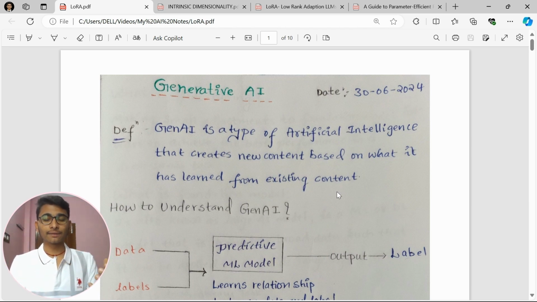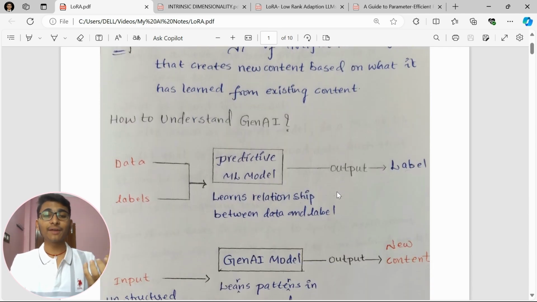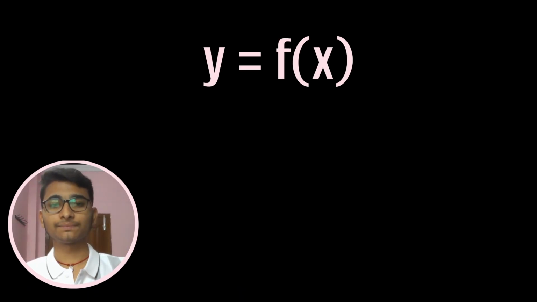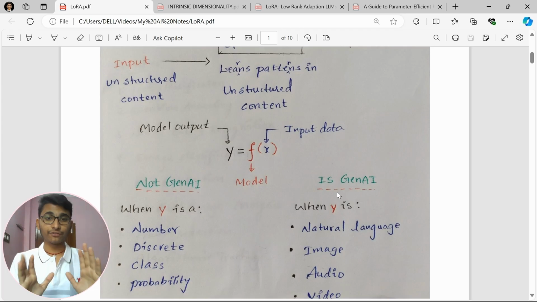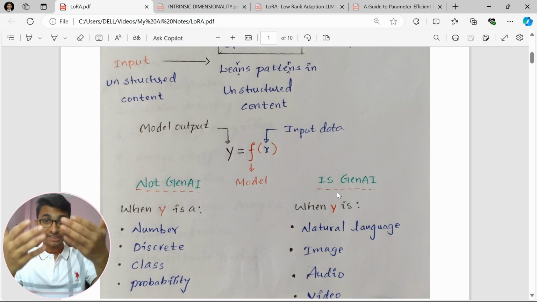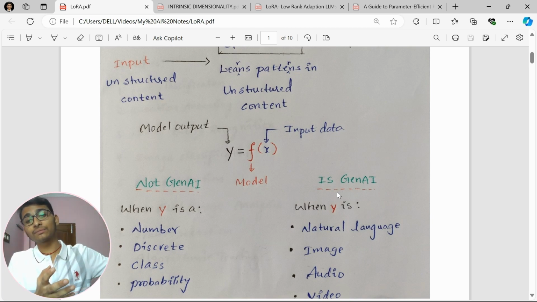Now let's understand how to differentiate between a predictive ML model and a Gen AI model. Let y equal f of x, where y is our model output, f is our model, and x is the input data. If the output of the model is in natural language, like when we ask ChatGPT something, it will respond in human English language. Now when you go to DALL-E and ask it to generate an image, it will generate an image based on the numerous images it has learned from the internet.